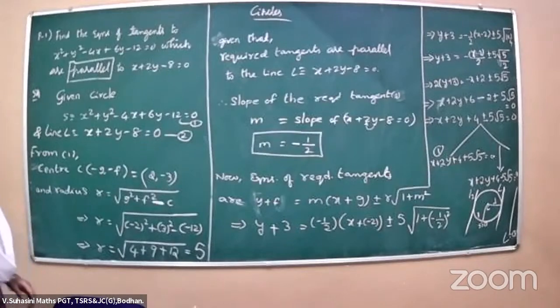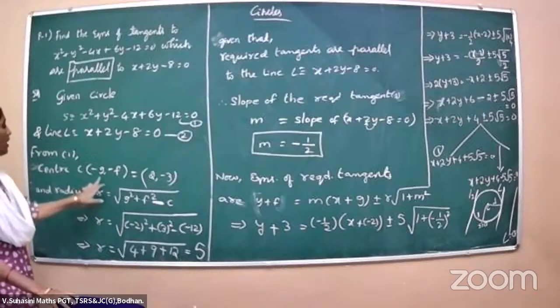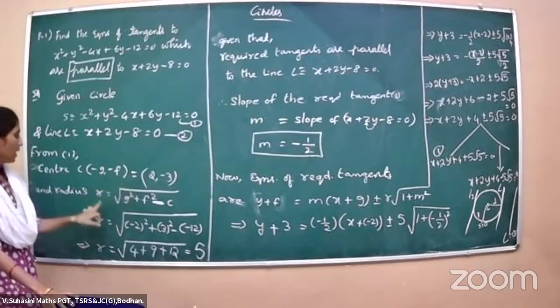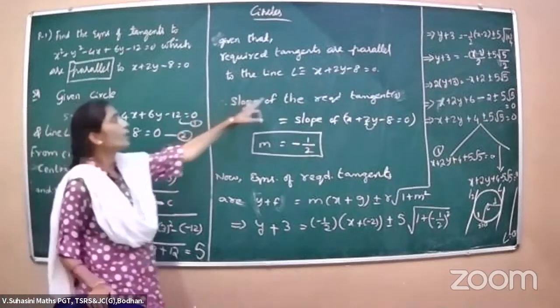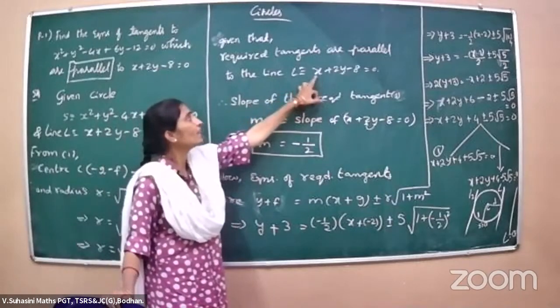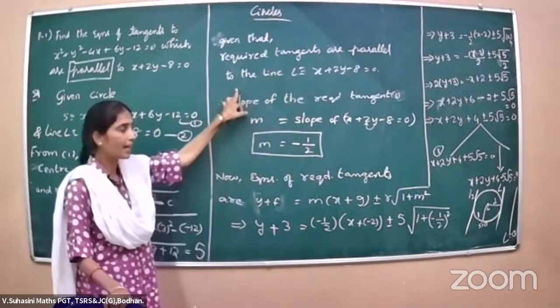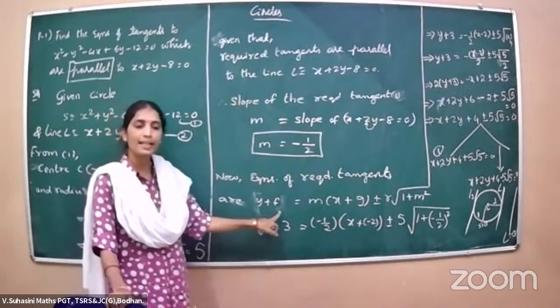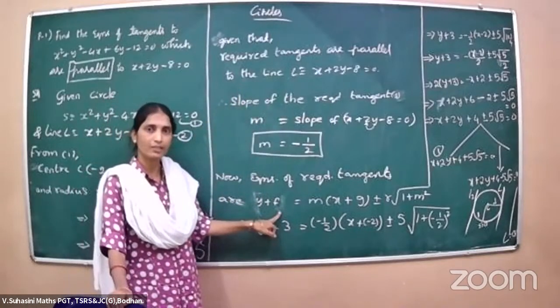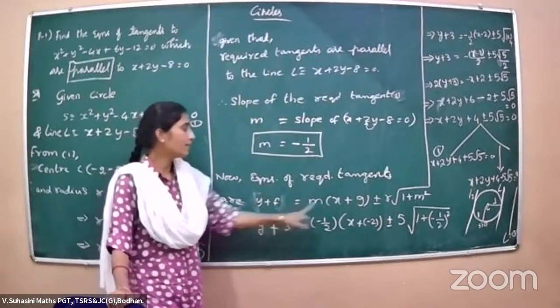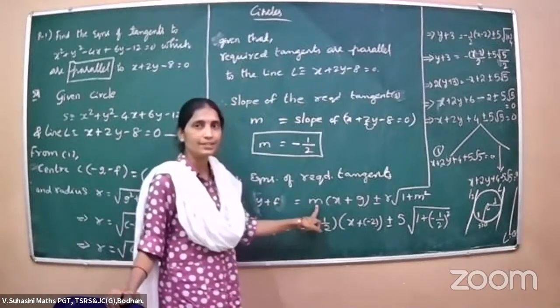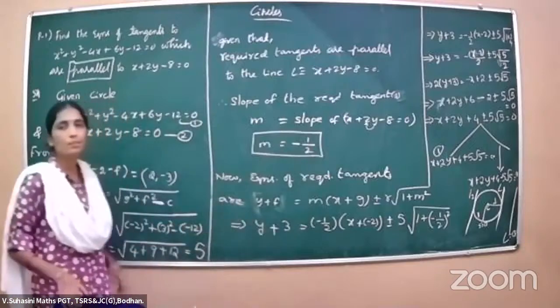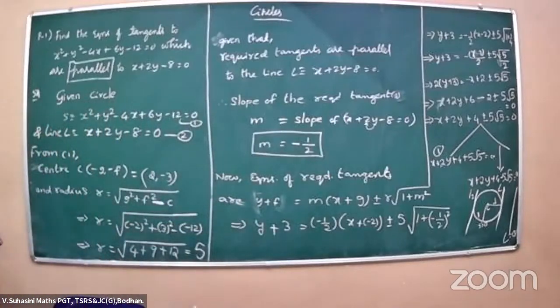Are you all clear, children? First, we have taken the circle and the line, and we observe the center C and the radius. We observe that the slope of the line will be equal to the slope of the required tangent because they are parallel to each other. We know the formula to write the equations of the tangents when we know the center, radius, and the slope of the tangents. Substituting the values and simplifying, we got the equations of the required tangents.